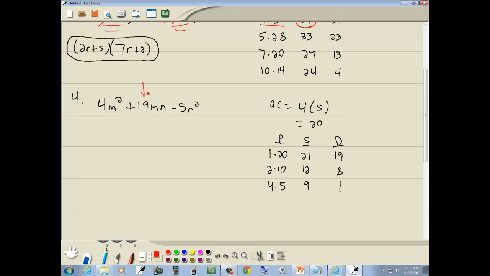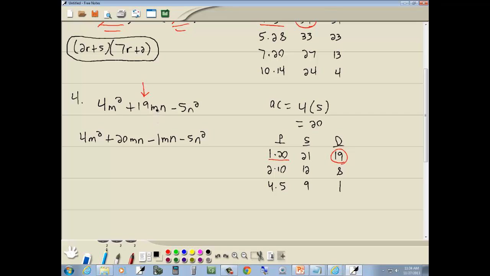The number we're looking for is the number in the middle term, which is 19, which is right here, which means we use 20 and 1. So we've got 4m squared minus 5n squared. And we're going to rewrite our middle term using those two numbers. The larger number that we're using, which is the 20, will always be the same sign as the middle term, which in this problem was positive. So we've got positive 20mn. The number with circles is in the difference column, D for different signs. So if the 20 is positive, the 1 has to be negative. So we've got minus 1mn.